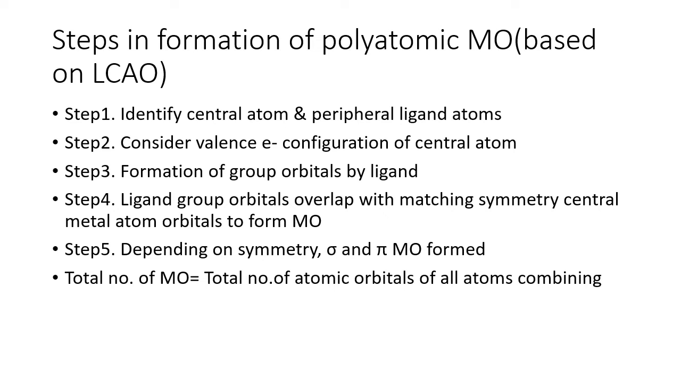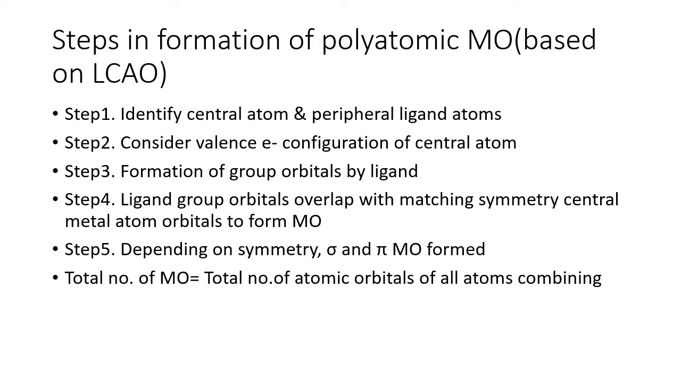Now look at the steps in the formation of polyatomic molecular orbitals. These are for the sake of understanding. The entire construction of the molecular orbital diagram is based on these steps, so one has to follow them before constructing the diagram. The first step says that one has to identify the central atom in the molecule, and also identify the peripheral atoms. Those peripheral atoms can be called ligand atoms.